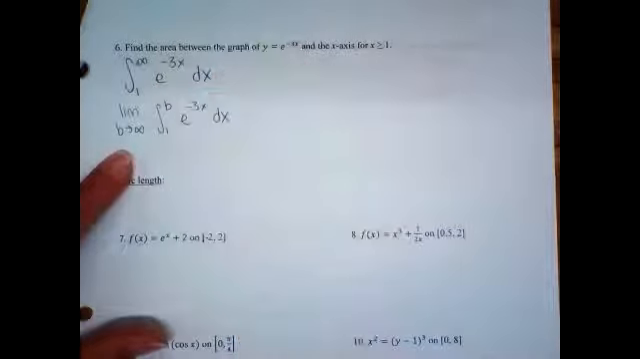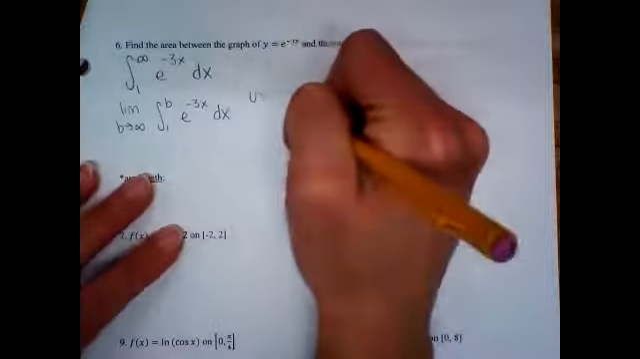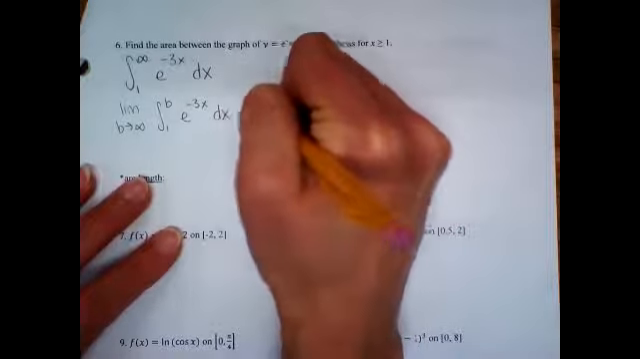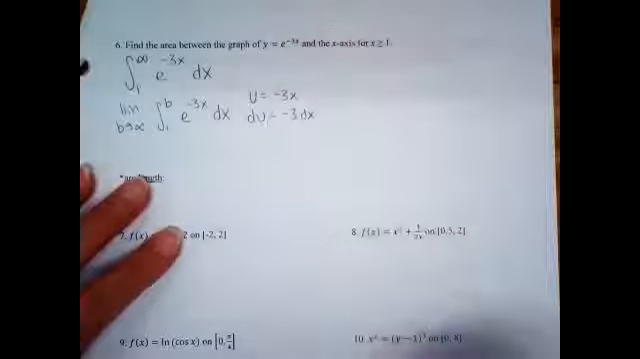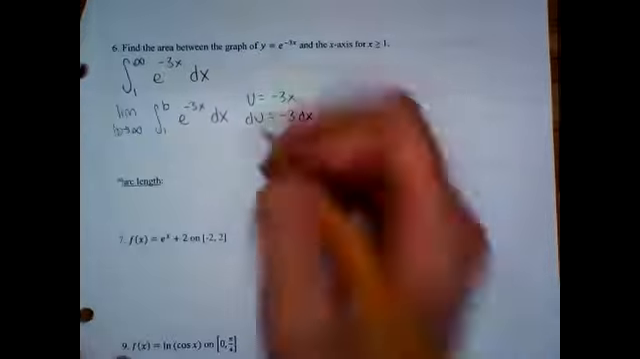All right, e to the -3x dx. We need a u substitution. What would we let u equal? Yeah, -3x, good. The derivative is -3. We're going to adjust with a -1/3.